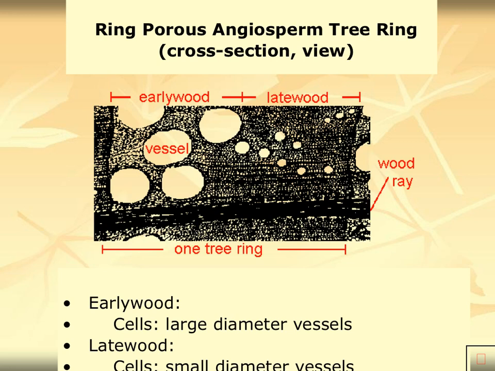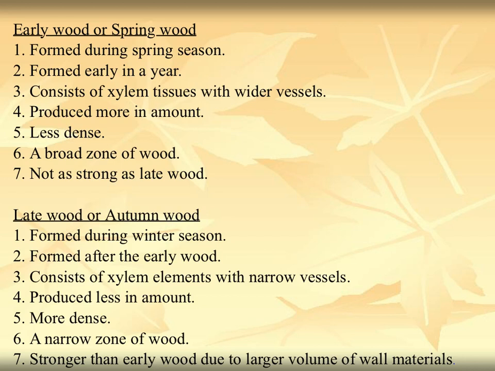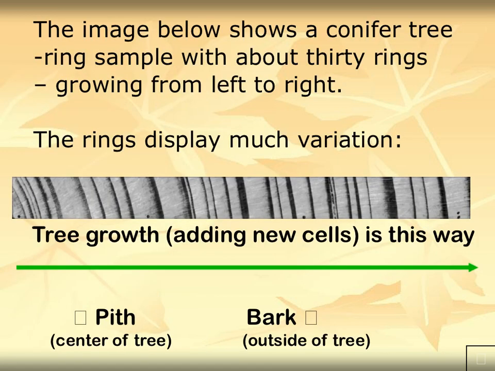Okay, so again, if you look, the vessels in the early wood are a lot larger than in the late wood. The late wood, again, would be smaller because there's less water available. So again, another way to say early wood would be spring wood. Another way to say late wood would be autumn wood. So you might see it both ways on a paper. So again, each year we are adding on a new ring.